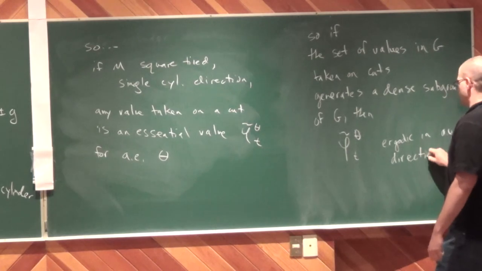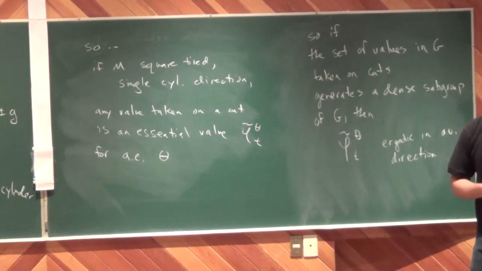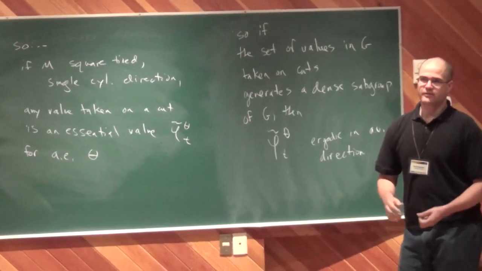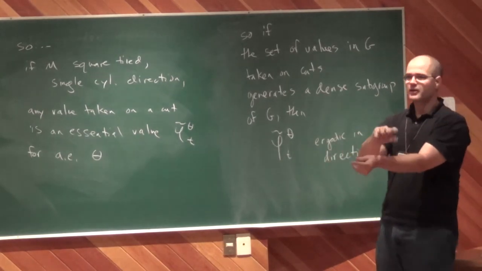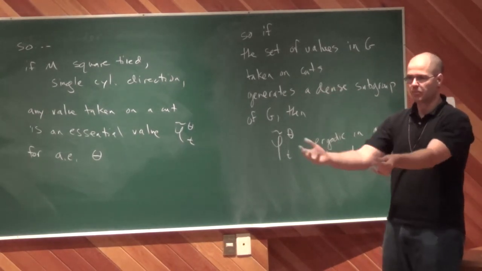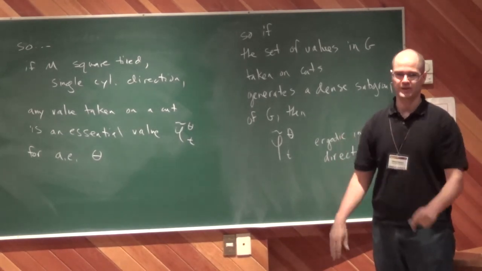Of course, what would happen if we had chosen values on the cuts that didn't generate a dense subgroup? We would automatically know that the skew transformation is not ergodic, because there's some open set in G that ergodic sums can never even enter. So there's a portion of the skew space M times G that our flow will simply never enter.